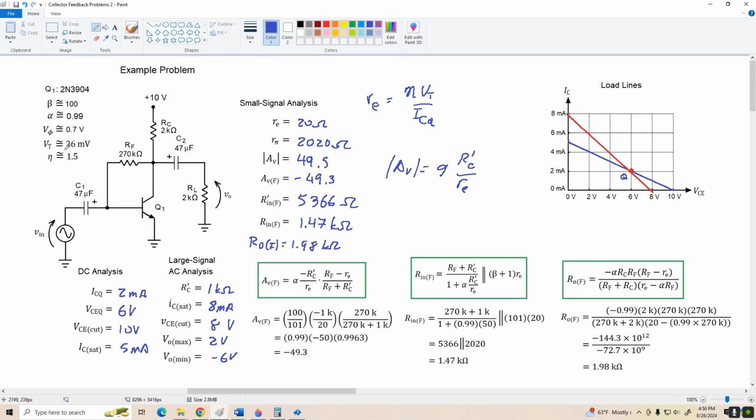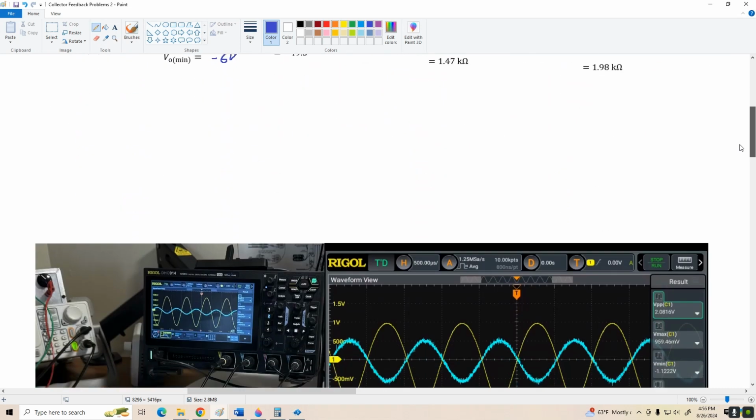And we know that these are just going to be approximations. They're not really that accurate. So our actual amplifier parameters are very dependent on the transistor, and they could deviate pretty significantly from these values. But let's go on down and see what the real circuit gave us.